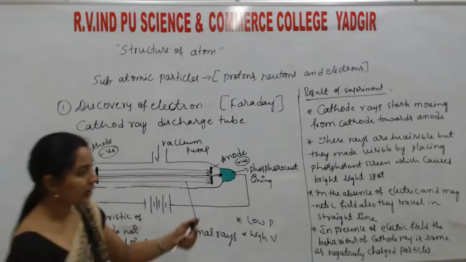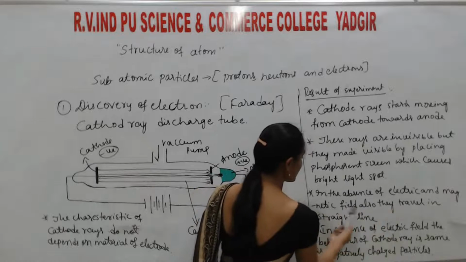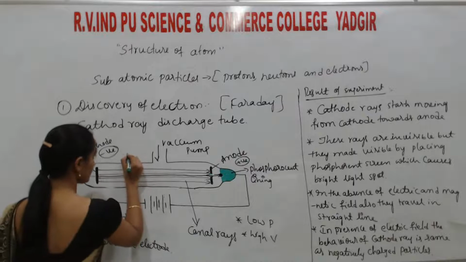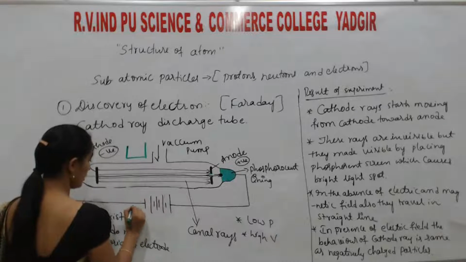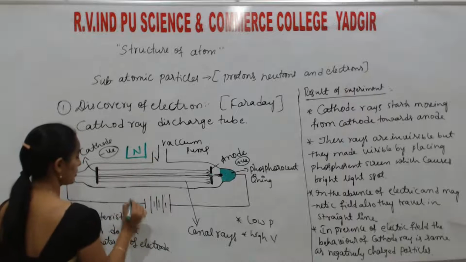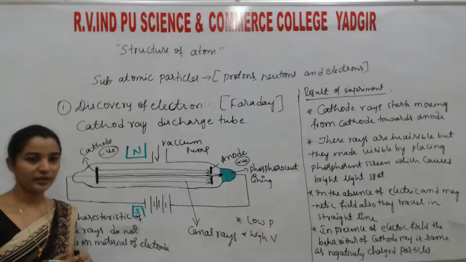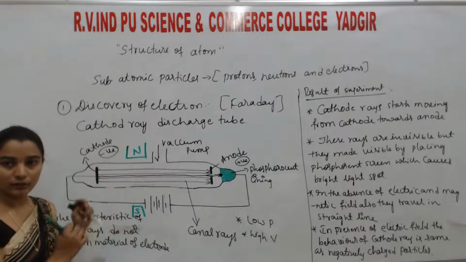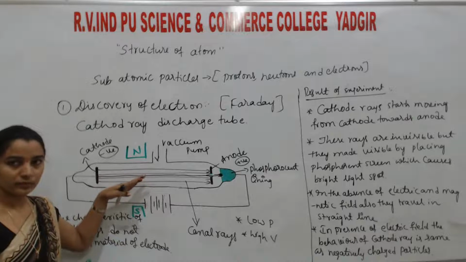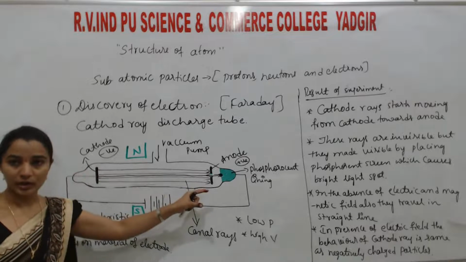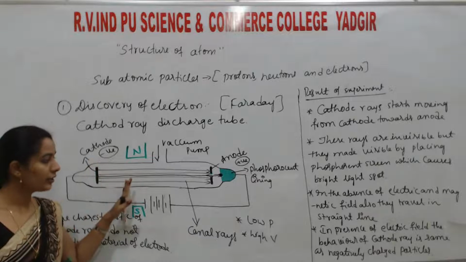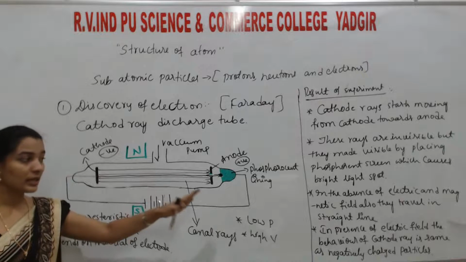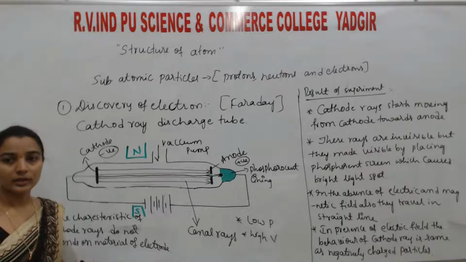Okay, and another thing they mentioned: in the absence of the electric and the magnetic field, they travel in a straight line. Means if you observe the magnetic field here, north and south, and if you apply a magnetic field in between, understand? Then also they move in a straight line. The movement of the canal rays is in a straight line. They are not affected by any electric field as well as any magnetic field.